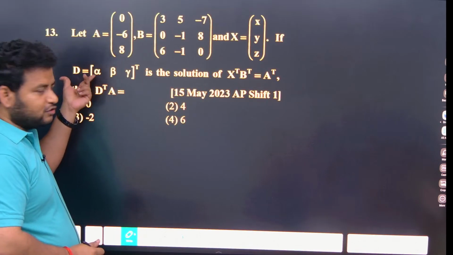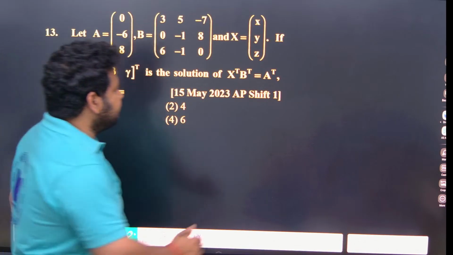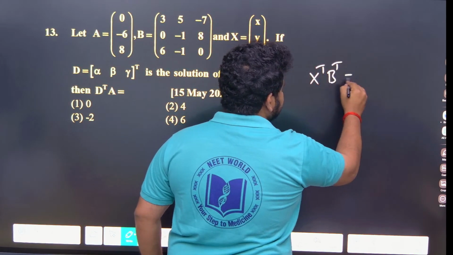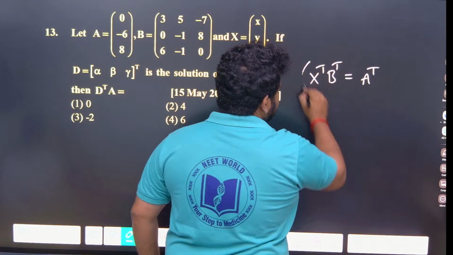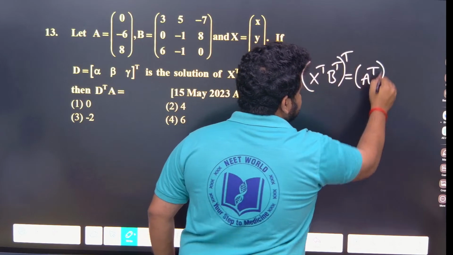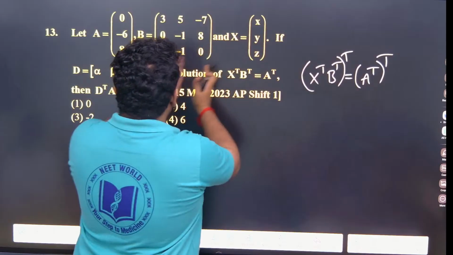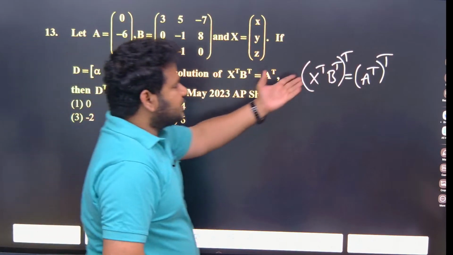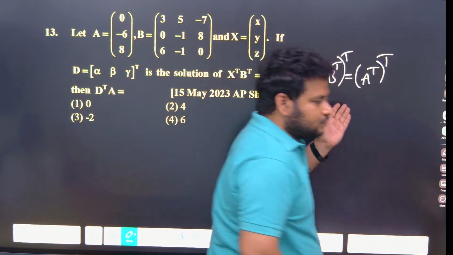To find that, we have to find out the value of D. So for that, what we will do? Whenever they give like this, X power T, B power T, they have given it as equal to A transpose. So let me take transpose over this also, because we have the matrix X, matrix B and matrix A. They have not given the transpose. So if you take the transpose over this, it will convert to what?